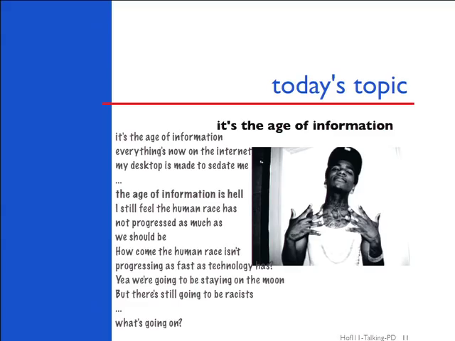But he says, it's the age of information, but the age of information is hell. And that's a kind of pause, because we tended to think, no, the age of information is this great thing. And he says, I feel the human race has not progressed as much as we should. How come it isn't progressing as fast as technology? We're going to be staying on the moon, but there's still going to be racists. So part of his argument is, he's not saying it's not the age of information. He's saying it is the age of information, but it isn't having much effect on my life. Things don't seem to be changing.